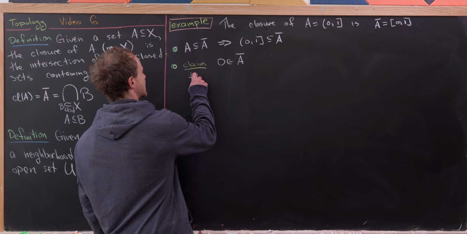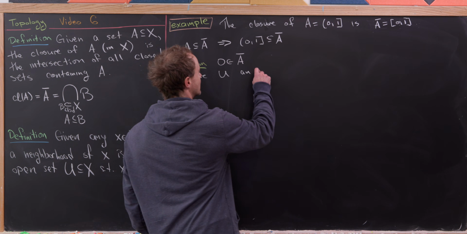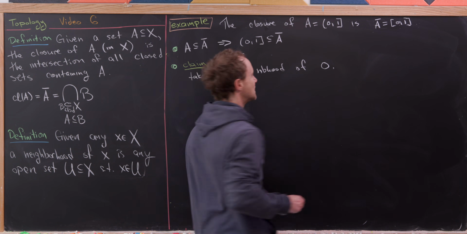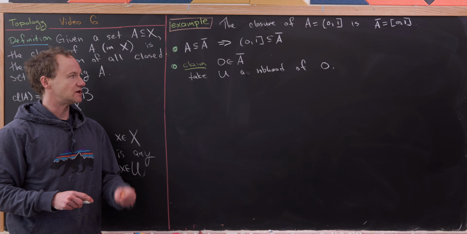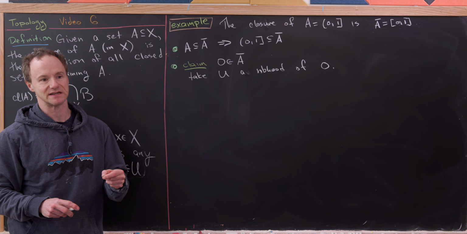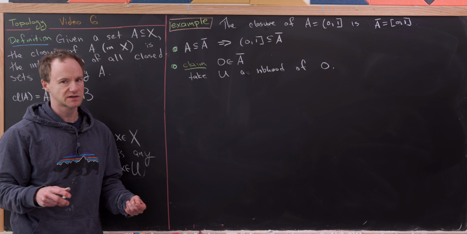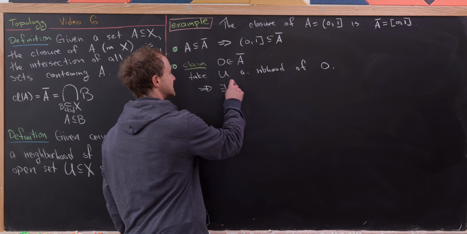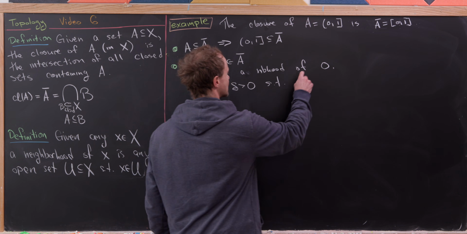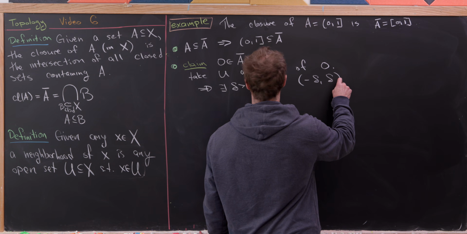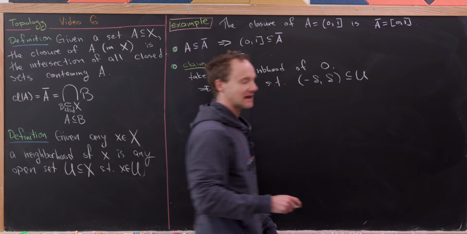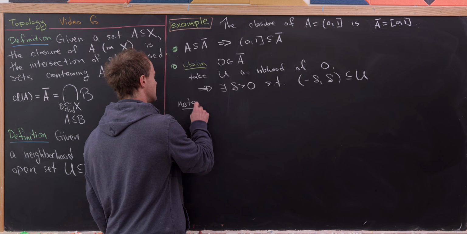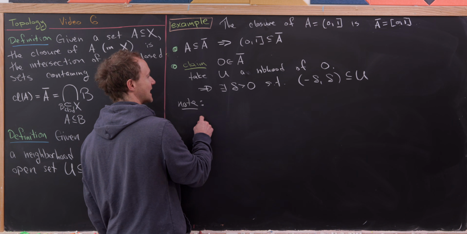So let's take U, a neighborhood of 0. In other words, U is an open set containing 0. But let's recall, in the standard topology on R, we know what that means. And that means the following. There exists a number delta bigger than 0 such that the interval minus delta to delta is contained inside of U. But now let's note the following, and this will finish this whole first claim off.